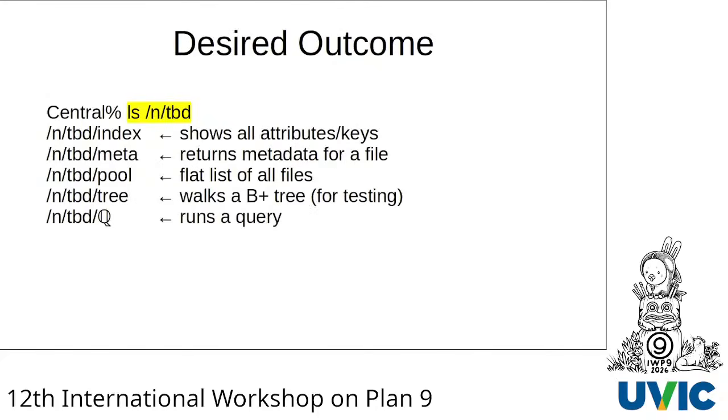So what I want is the ability to look in my file system and get a list of directories, either to return what's already indexed, the metadata for the files I have, a flat list of all the files I'm indexing. I do have this, which is mostly for debugging, where you can just walk a B+ tree. And then the double struct queue is for just running a query.